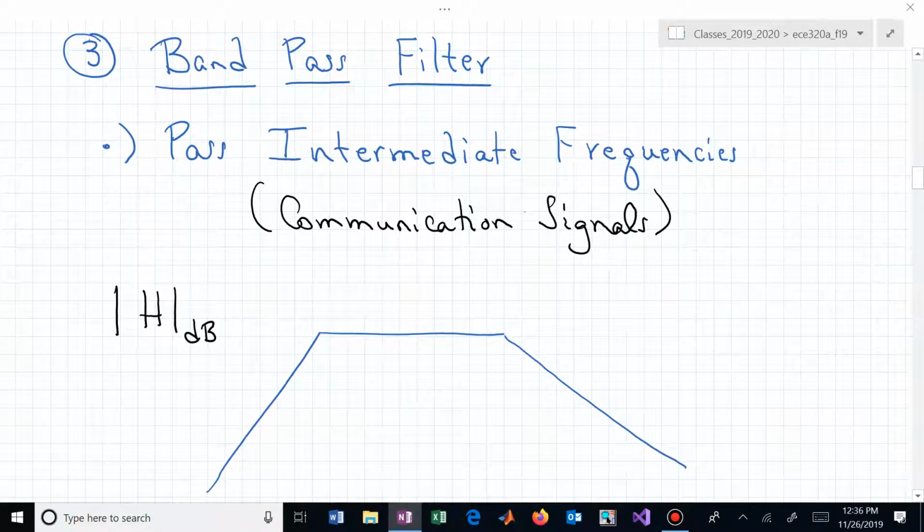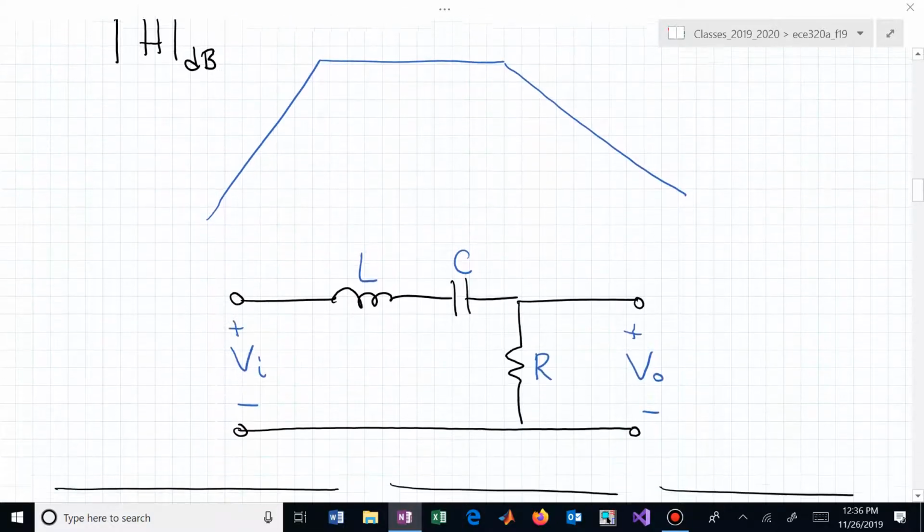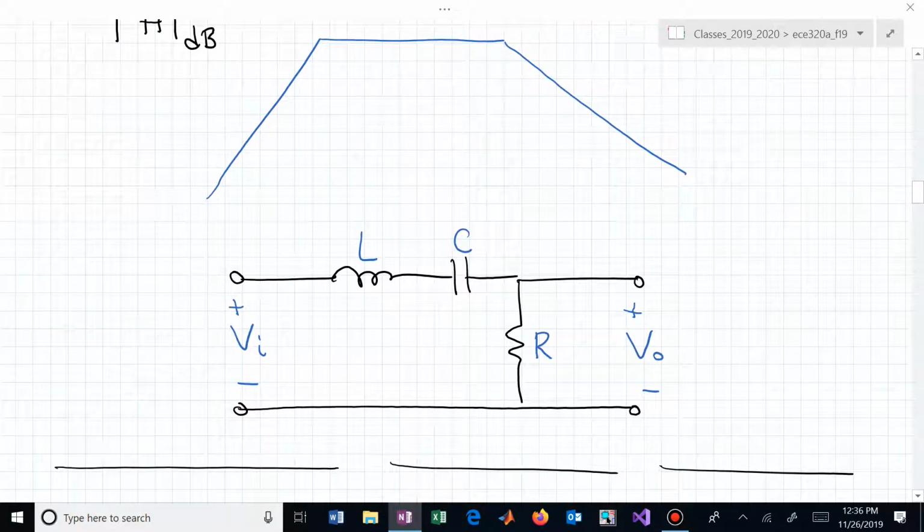We can then start putting some of these pieces together. And now we can say, oh, we can combine those first two in a convenient way to produce a bandpass filter, where now we're focusing on a central region of frequencies. And we know the circuit that we can use to make that happen.